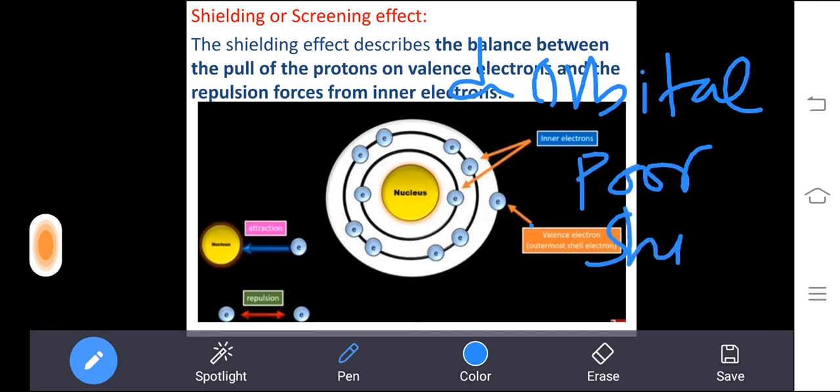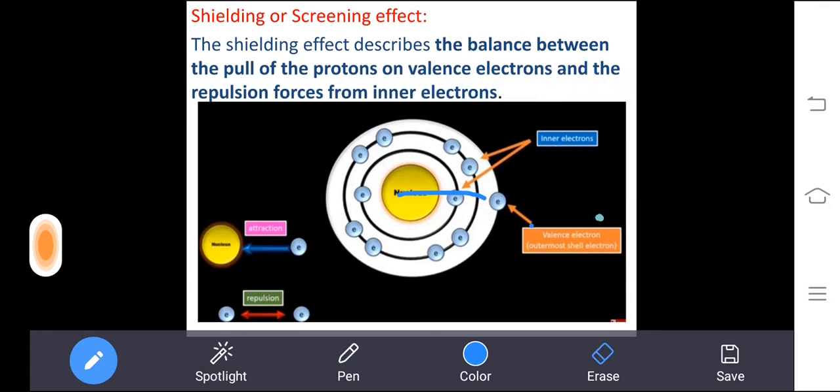When it has a poor shielding effect, what will happen? The nuclear force of attraction on the outermost electron will be more, so it will attract and the contraction takes place. When the contraction takes place, the atomic size will not increase. It will look similar. That is the reason for the d block elements, because in the d block elements the outermost electron enters the d orbitals.